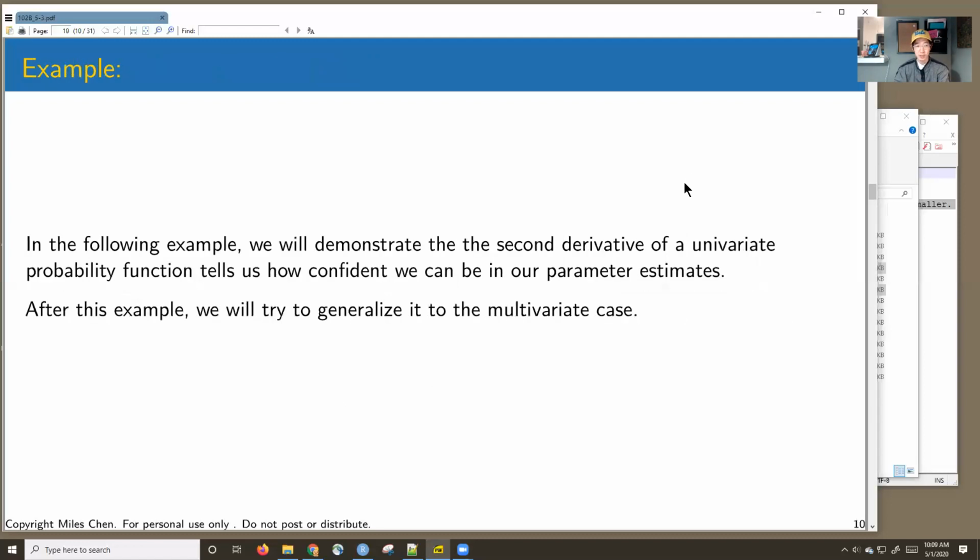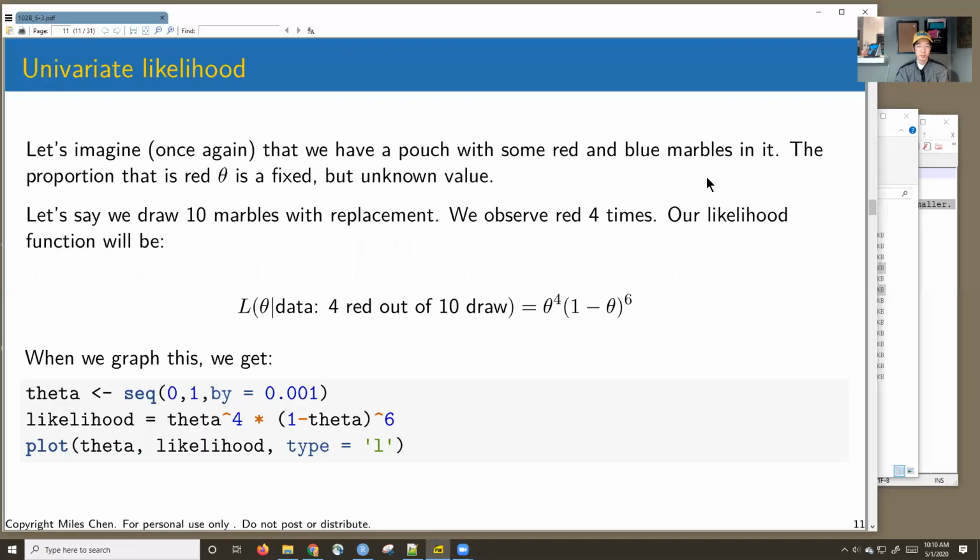So what I'm going to do is give you an example in the univariate case, and we are going to look at the univariate derivatives, because that's easier. And once we see it for the univariate derivatives, then we can generalize it to the multivariate case.